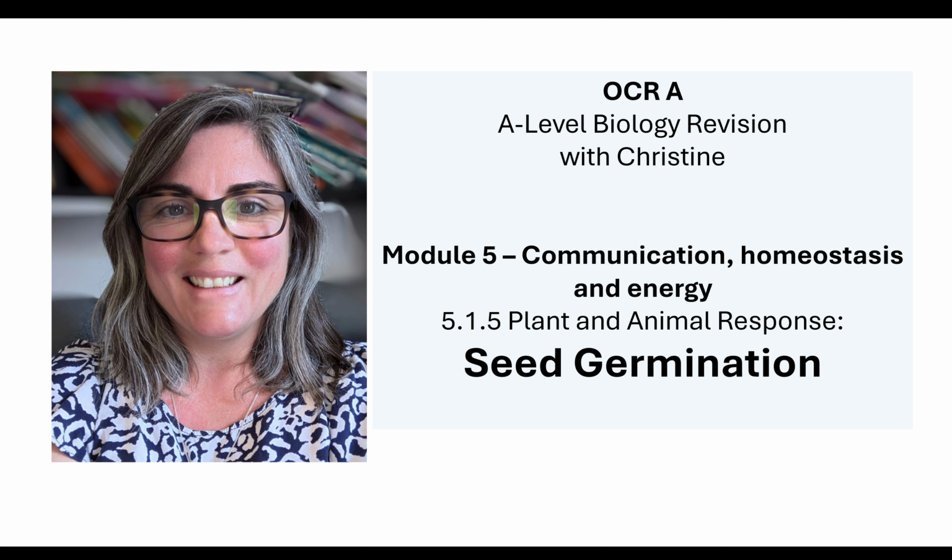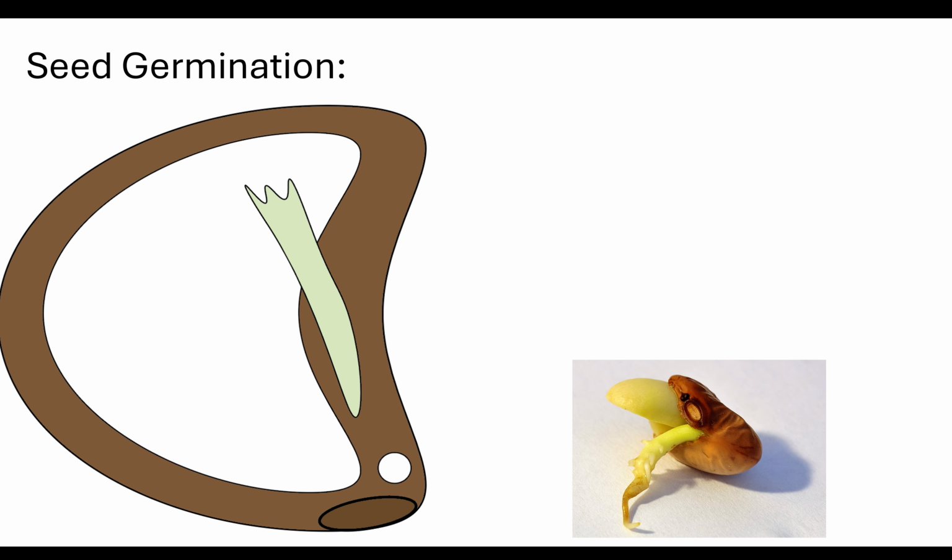So today's lesson I want to look at seed germination, which is part of your plant response module. So what is seed germination? Seed germination is when a seed starts to grow and the root and the shoot will actually break out of the seed coat, and what we will see is the shoot will grow one way and the root will grow another.